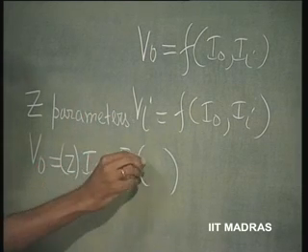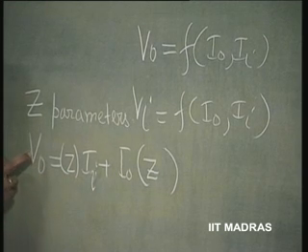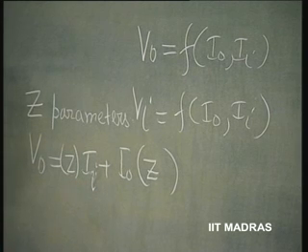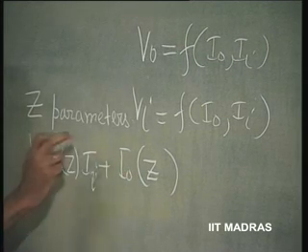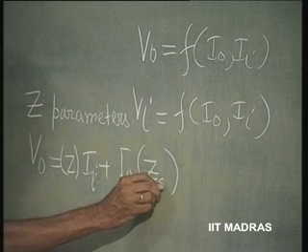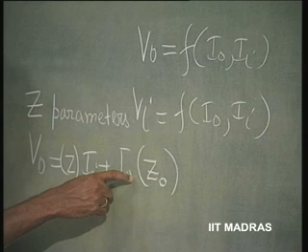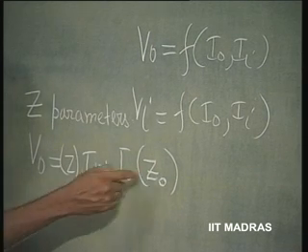So this will be Z, this also is Z. Let us see what this is. This is relating output voltage with input current. Okay? This is relating output voltage with output current. So this is called Z0, which is really the open circuit output impedance. This is V0 and I0. Okay, we will see this. V0 and I0 are related by this factor Z0.